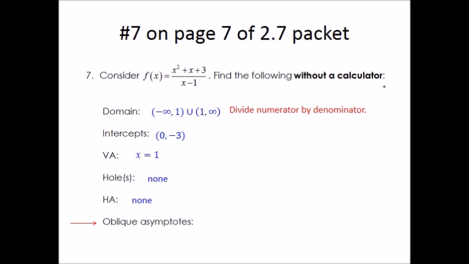To find the equation of the oblique asymptote, divide the numerator by the denominator. Since the denominator here is x minus 1, I can use synthetic division. The non-remainder part of the quotient is my oblique asymptote. That makes our oblique asymptote y equals x plus 2.